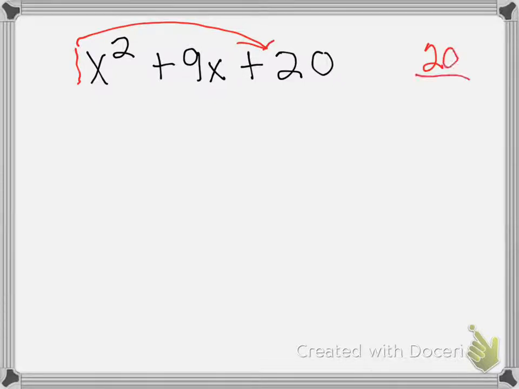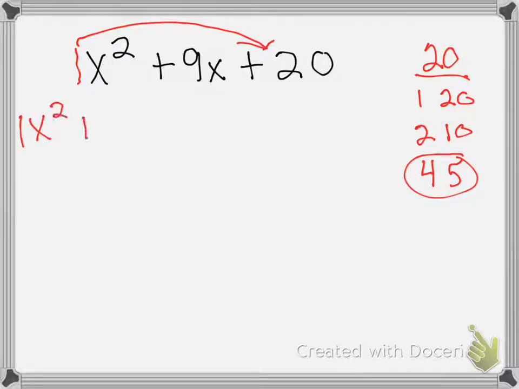So then we're going to try and find the two numbers that multiply to 20 and add to 9. So we can list out the factors of 20, the pairs of numbers that multiply to 20, and you want the pair that when you add them together, you get a 9. Well, that's going to be 4 and 5, so we're going to have 1x squared plus 4x plus 5x plus 20. And remember, guys, the order there doesn't matter. If you have the plus 5x and then the plus 4x, that's fine, okay?